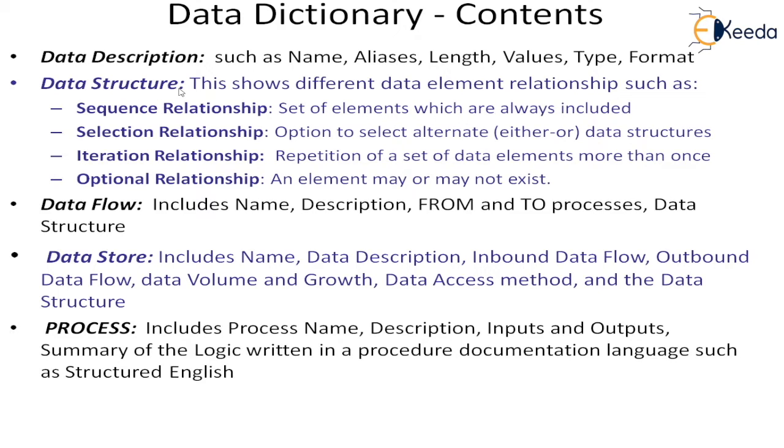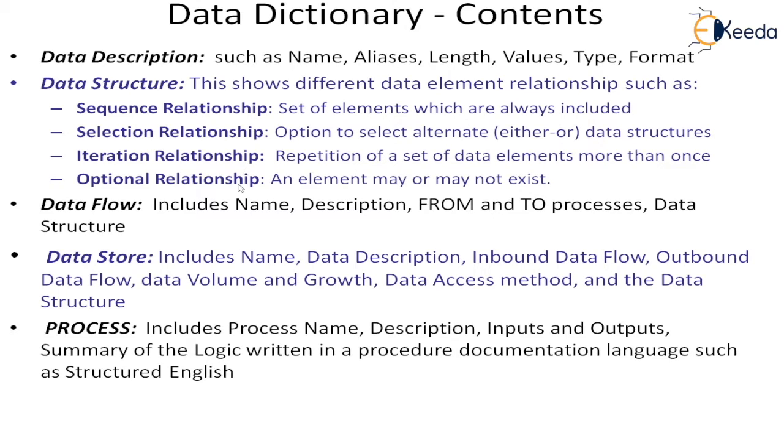then we have to describe the structure in that data. So you can have a sequence relationship, that means a set of elements which are always included. Then a selection relationship, that means an option to select alternate data structures. An iteration relationship, that means there is a repetition of the data elements multiple times. Whenever you have a data element occurring multiple times, you can use the iteration relationship.